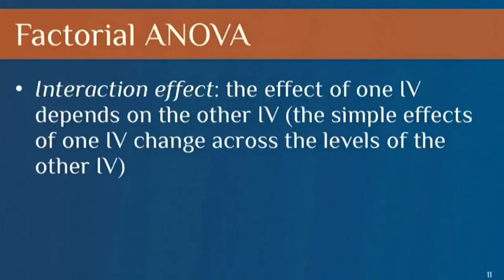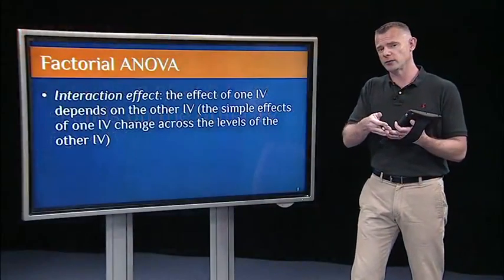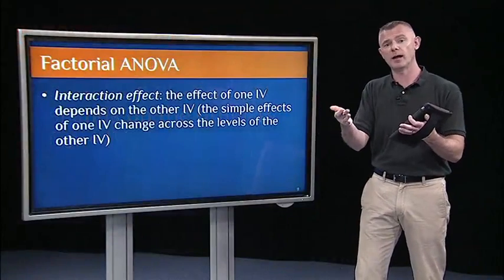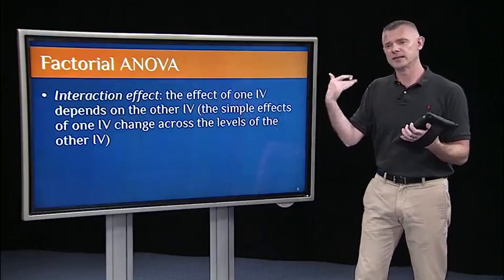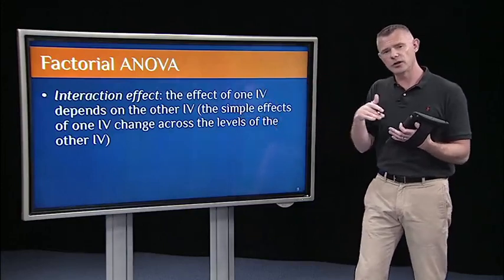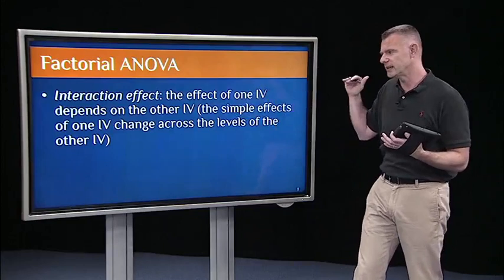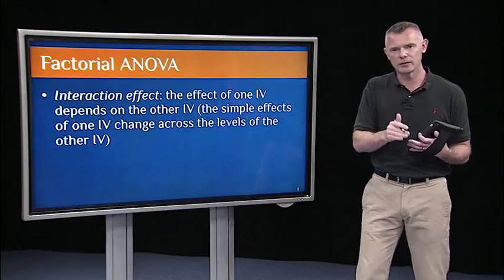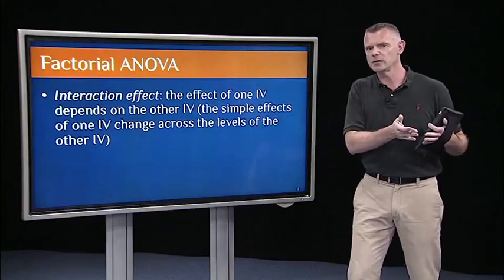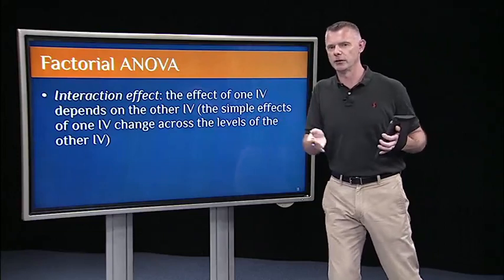Of course, the important new concept is an interaction effect. That's when the effect of one independent variable depends on the other. This is exactly like a moderation effect in multiple regression, right? Remember multiple regression where we had, say, a correlation between x and y, and then it varied as a function of z. We called that moderation. Same exact thing here, and under the hood, the general linear model is treating it exactly the same. It's just experimental research in ANOVA. We call it an interaction effect.